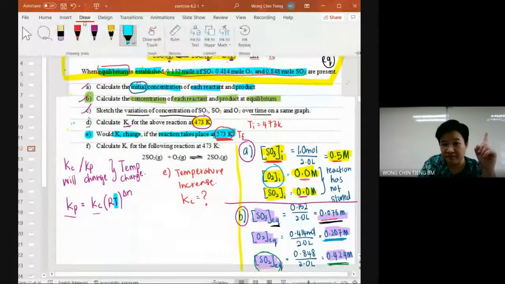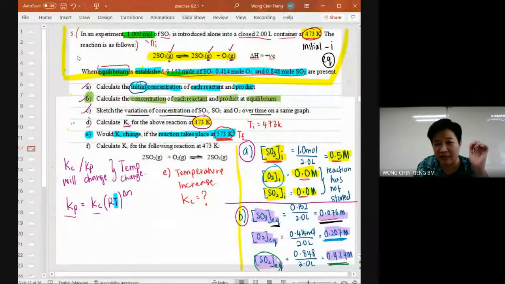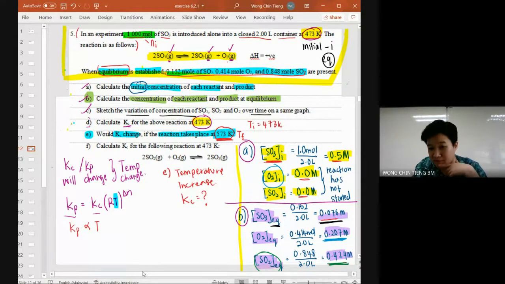Agree? So the $1 million question is: affected by how? Directly proportional or inversely proportional? Let's look at KP first. KP is obviously directly proportional to temperature, since KP equals KC(RT). They are directly proportional. So when KP increases, temperature increases. What about KC? Inversely proportional, because if I bring KC to the other side, it becomes one over. So your KC will be inversely proportional to temperature. See the conclusion?